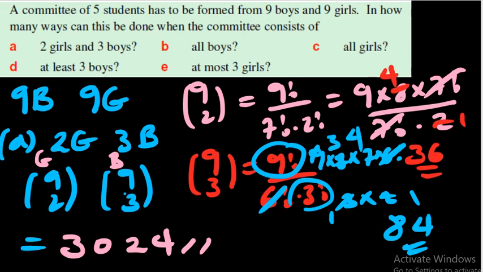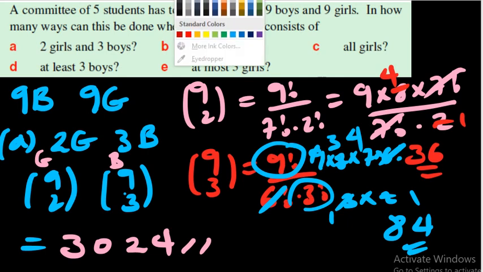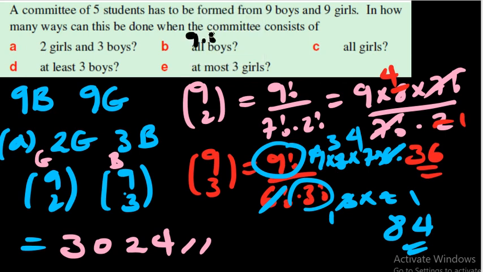Okay, what about B? What does it say? B says all boys. This one is very simple, 9 combination 5. When it says all boys, what to do? This is the same as 9 combination 5, because the boys are 9, and from that we are going to select 5. So 9 combination 5 directly. And when you go to C, the same, all girls. Again the number of girls is the same, 9 combination 5.